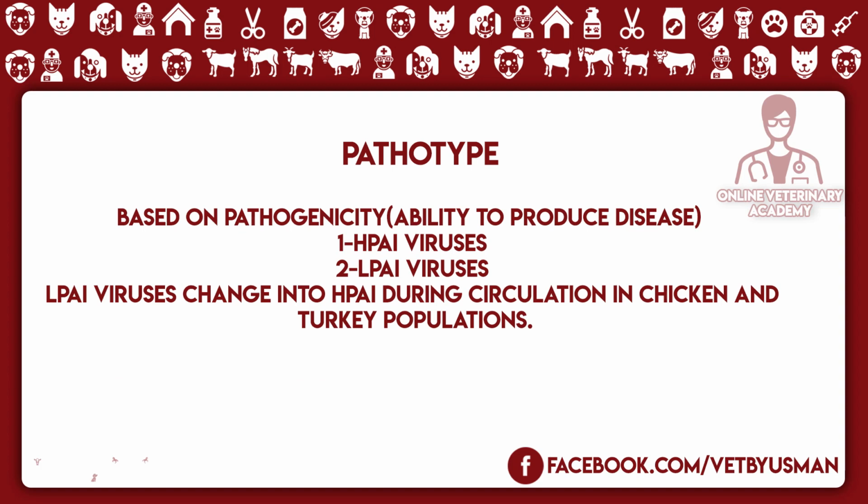Now if we look at its pathotypes on the basis of pathogenicity, which is its ability to produce disease, there are two pathotypes. First, high-path AI viruses. Second, low-path AI viruses. LPAI viruses change into HPAI during circulation in chicken and turkey populations.